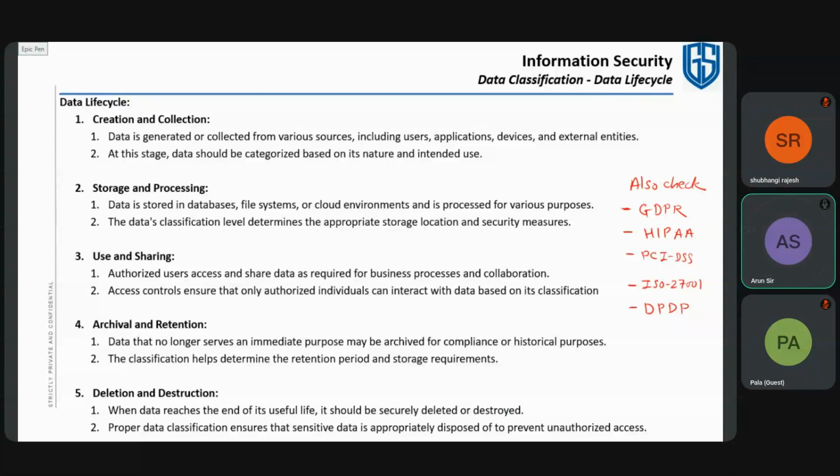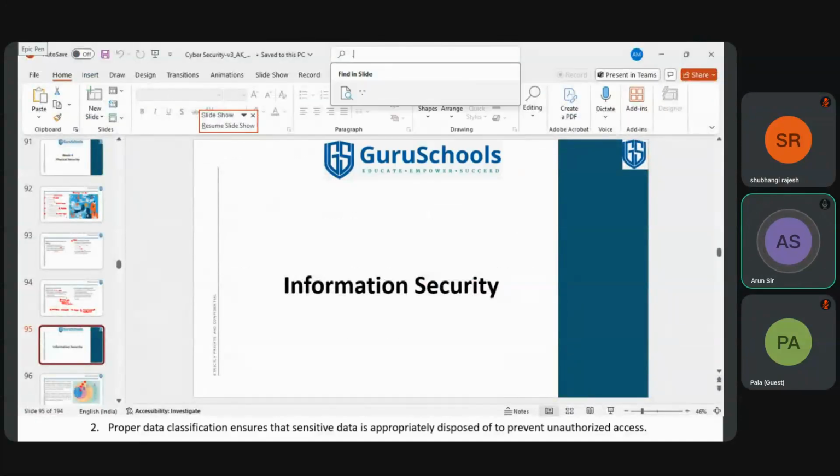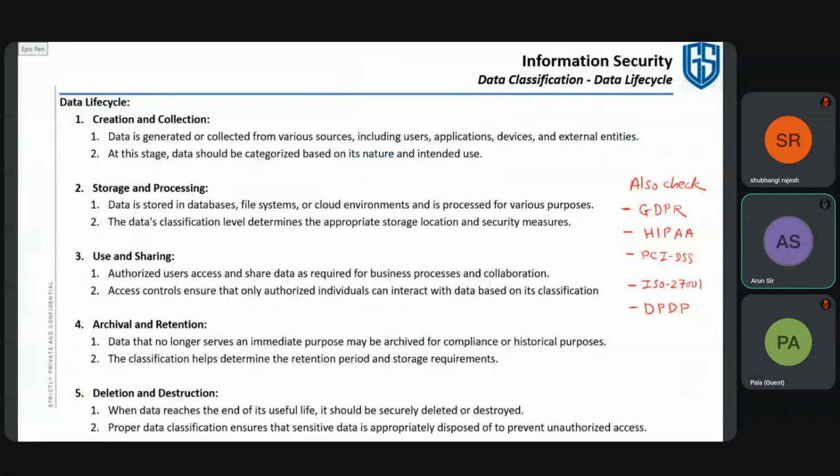To support all these, in information security, where we are talking about data classification, those things are actually managed by certain bodies which govern across the globe. They are GDPR, the HIPAA model, PCI DSS, ISO 27001, DPDP. All these things are there, and these are the standards that we should know. If you are going towards the audit side, one should know all these details.